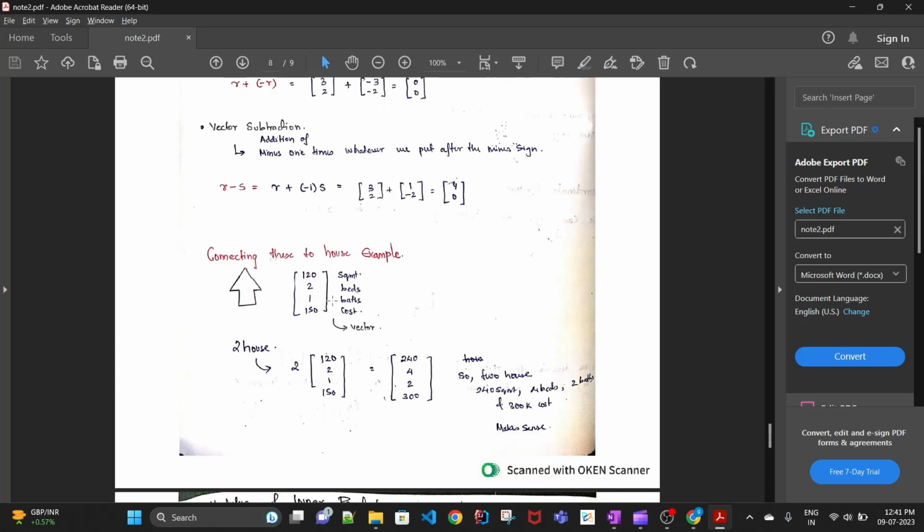Now, coming back to our old example of the space of all houses, we had coordinate attributes of houses: square feet, beds, baths, cost, and we defined a particular house in the space. Now, if we have two such houses, what are the attributes? We multiply 2 with the vector. For scalar multiplication, this 2 will be multiplied by each of the elements. So this 120 will become 240, then 4, 2, and 300K dollars. So this is how operations on vectors take place.